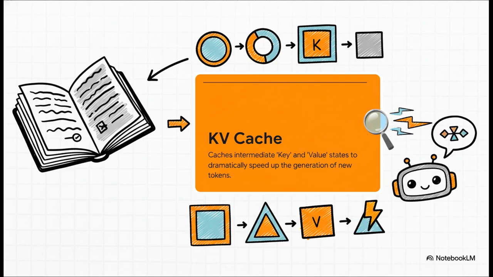Think of it like the model's short-term memory. It stores all the key calculations from the tokens that came before it, so it doesn't have to reread and recalculate the entire conversation every single time it generates the next word. It is an absolute game changer for speed.